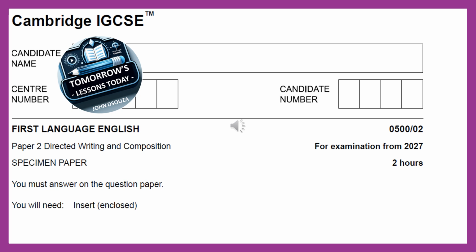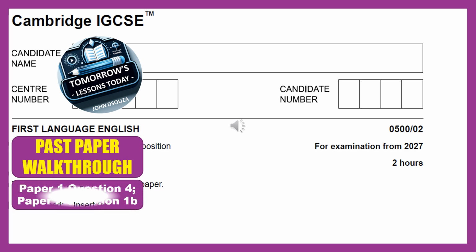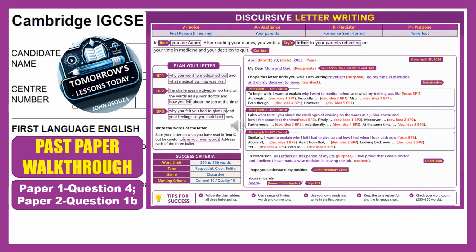This session focuses on a past paper walkthrough for first language English with particular attention to paper 1 question 4 and paper 2 question 1b as part of Cambridge IGCSE examination preparation. The tutorial offers clear step-by-step guidance on directed writing with a strong emphasis on crafting an effective discursive letter. Viewers are encouraged to watch the video in full without skipping any sections in order to gain a complete, thorough understanding of the techniques involved.